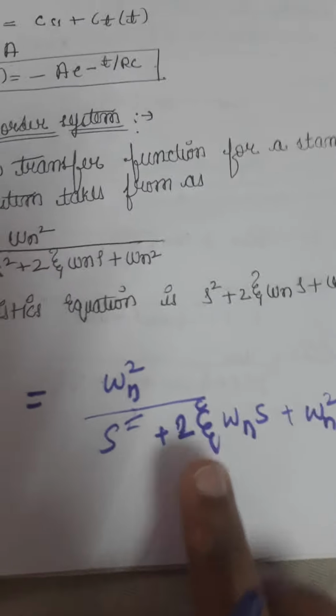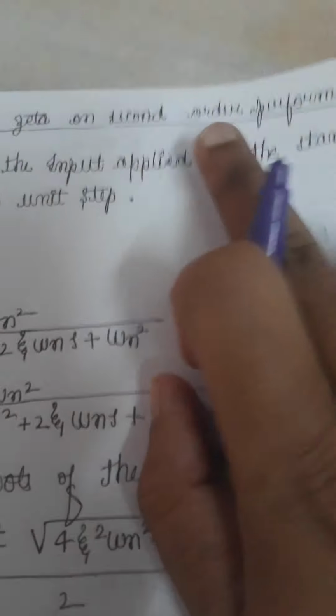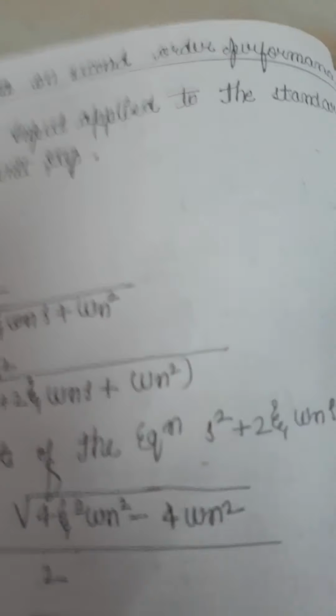Zeta can be written like this. Okay, this is read as zeta. This is a closed loop transfer function of a second order system. So here we'll see the different cases, effect of zeta on second order performance.